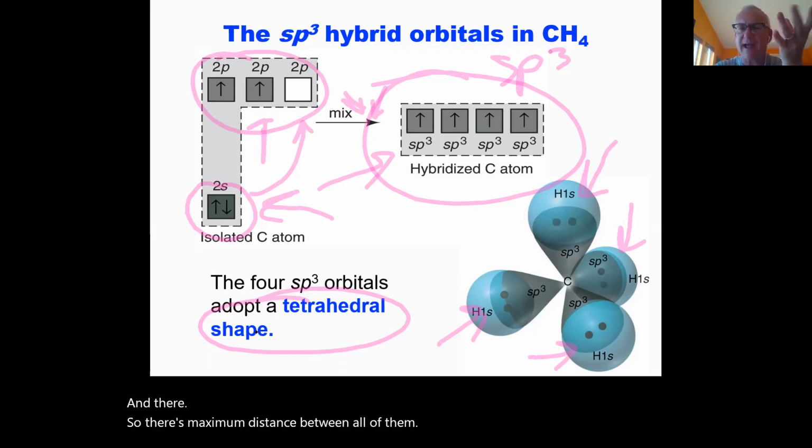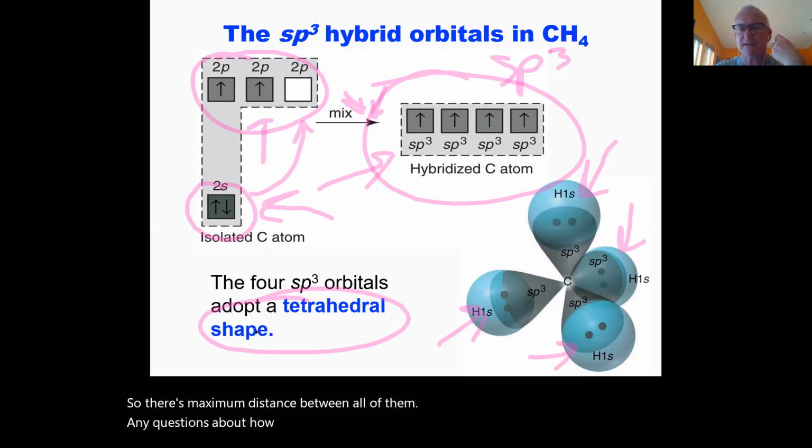Any questions about how we're mixing these orbitals together, and how we're referring to them as sp, sp2, sp3? Or is everyone just sort of dead inside at this point?